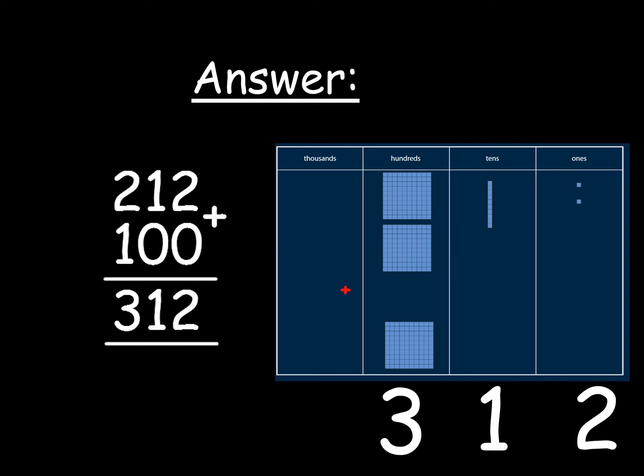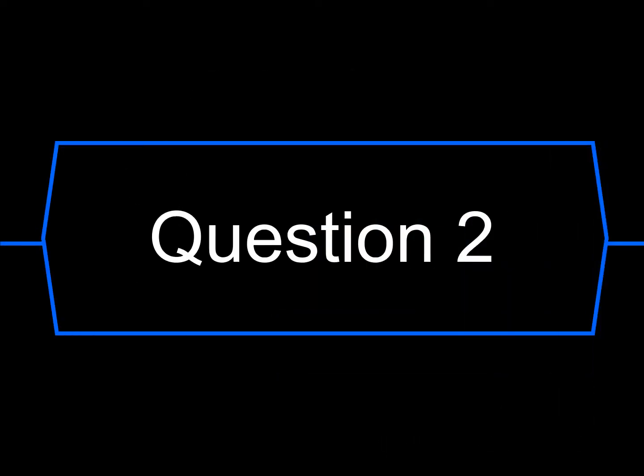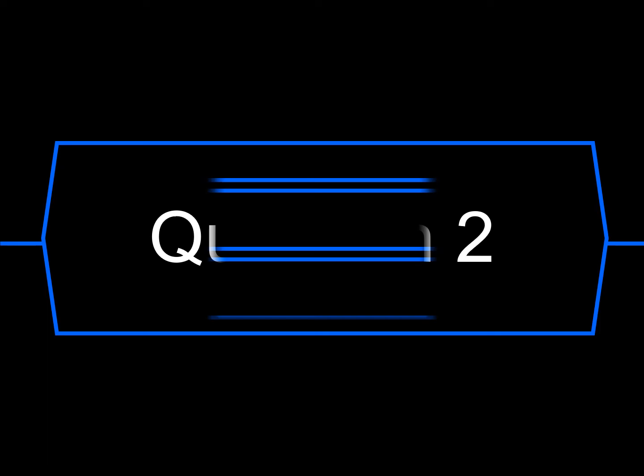2 add 0 is 2, 1 add 0 is 1, 2 add 1 is 3. And also what I've done there is put the base 10 equipment so that you can see how we might have worked it out with practical equipment too. Okay, ready for the next one? Question 2.